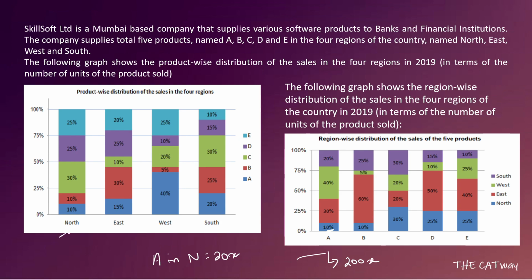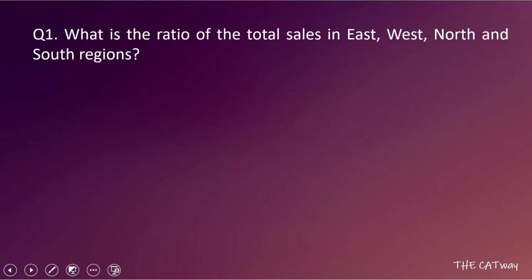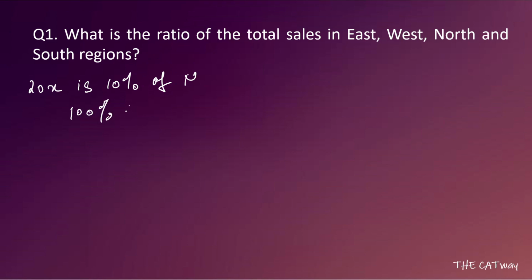Now talking about North, in North how much is A selling? 10%. Here it means that out of the total number of units sold in North, A is selling 10% of the total. And how much is A actually selling? Actually he is selling 20x. So this means that 20x is 10% of North, correct? So what will be 100% of North? 100% of North would be 200x. So we can say that the total sale in North is 200x.